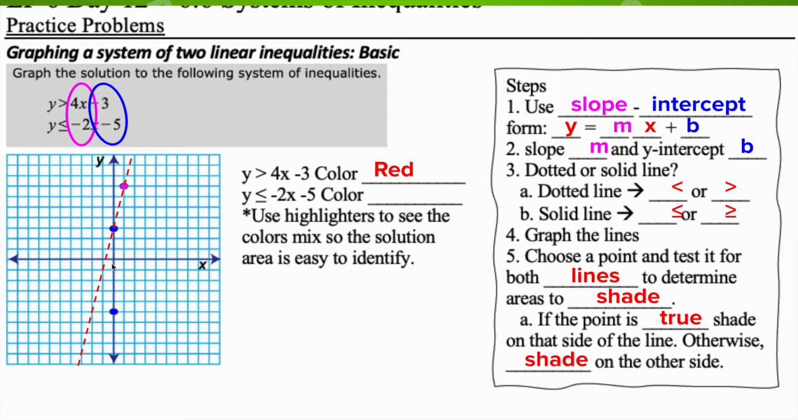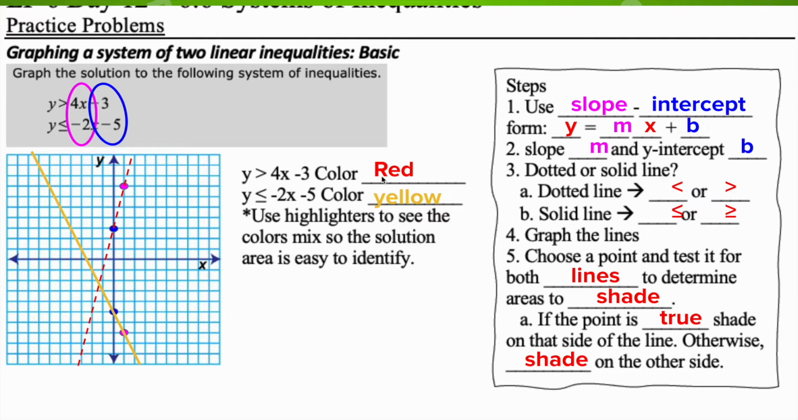So my next line, I'm going to go down to -5. That's my starting point, -5. And then my slope is -2. Remember, since I don't see the fraction, it's over 1. So I'm going to go down 2, to the right 1. And there's my point, and I can put a line. So now if you notice, this line is solid because it's less than or equal to. So it's a solid line.